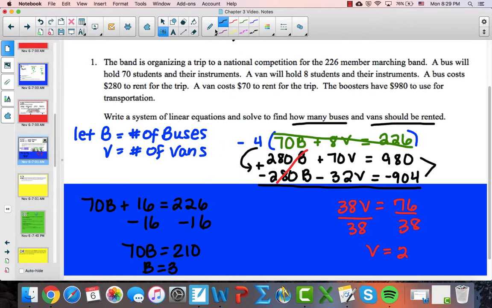Now, it's a word problem. Answer the question being asked. I need 2 vans and 3 buses.